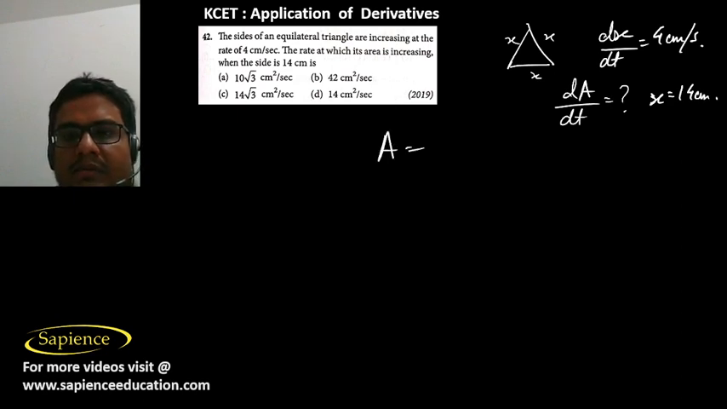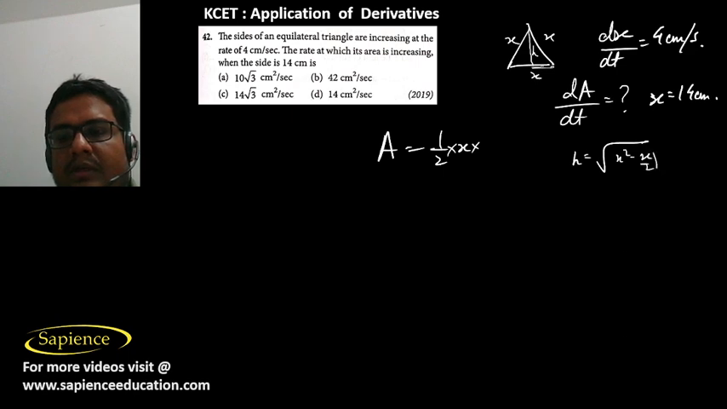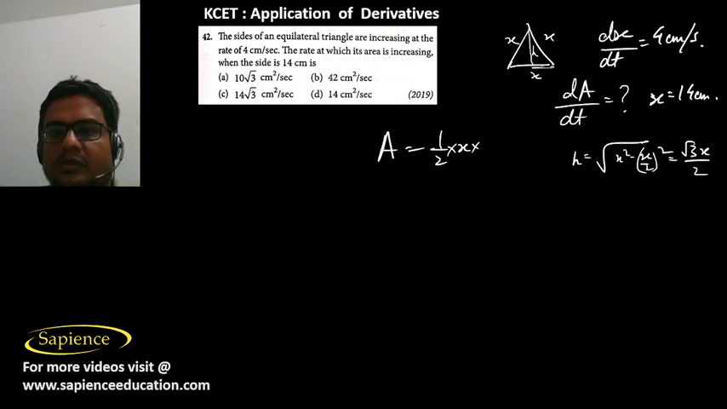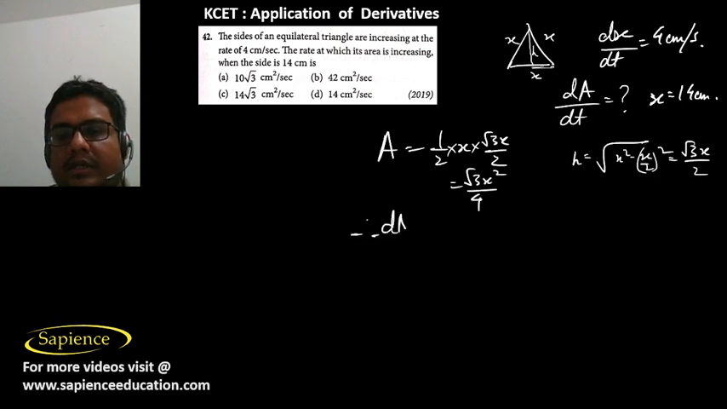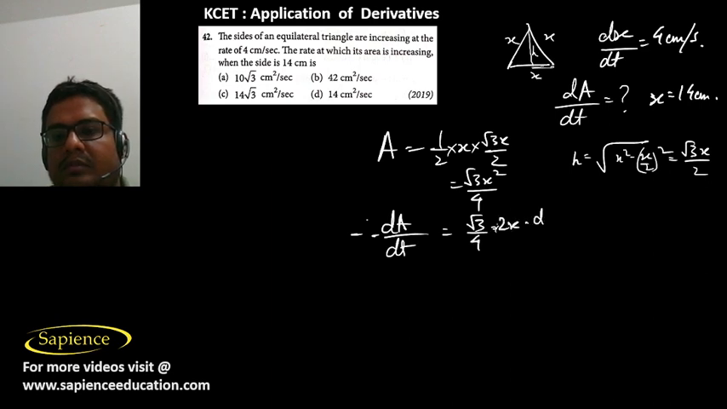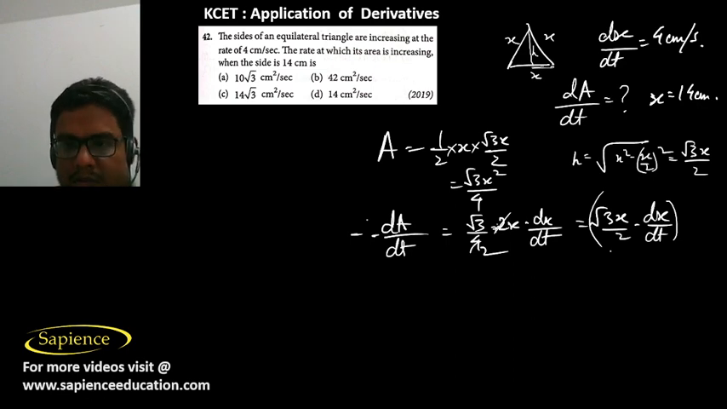So we know that the area of the equilateral triangle is given as half base into height. The base is x, and the height will be equal to root over x square minus x by 2 whole square. This is root 3x by 2. So the area is root 3x square by 4. Therefore dA by dt is equal to root 3 by 4 into 2x into dx by dt. So this is root 3x by 2 into dx by dt, in centimeter square per second.